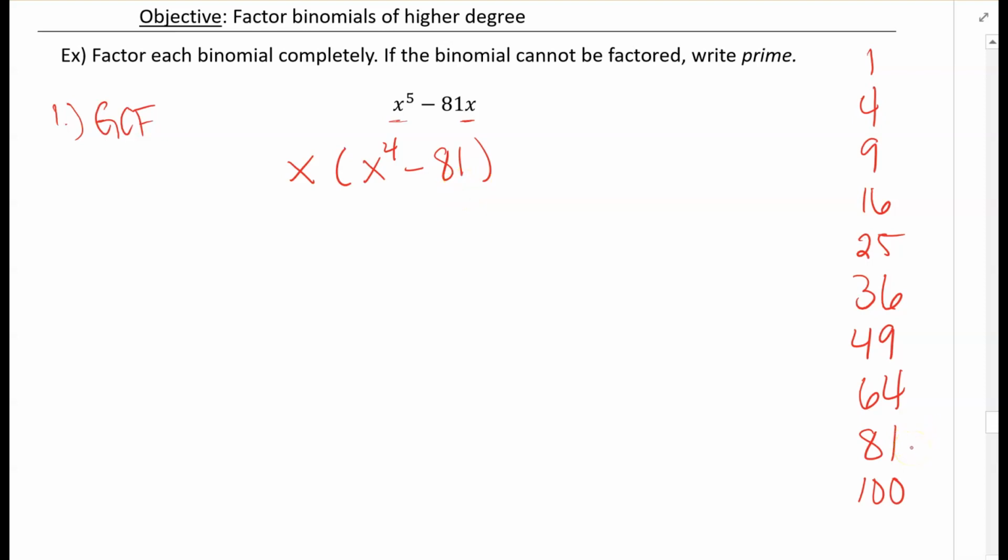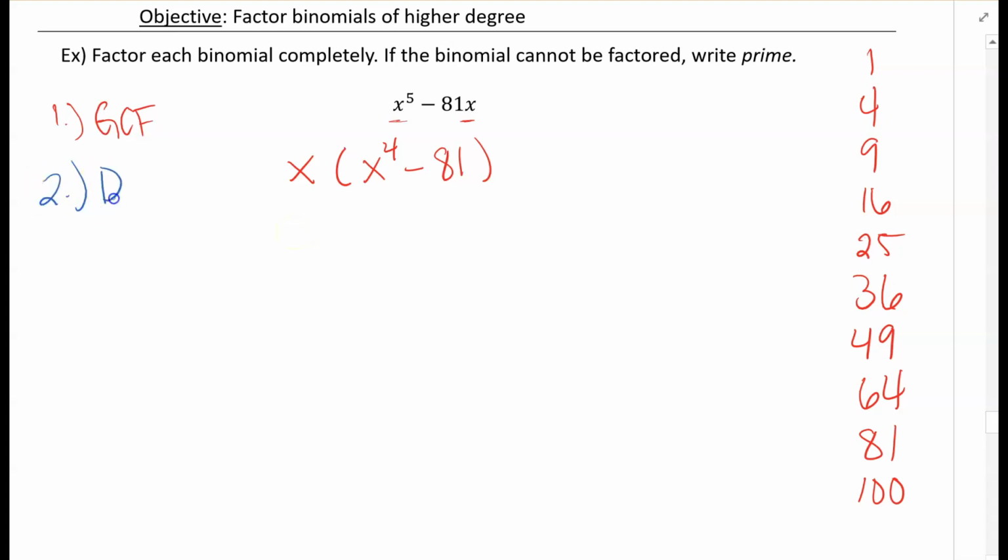And then my x to the 4th, the x's are kind of just different because when you take the square root, if your exponent is even, it is a perfect square, okay? So x to the fourth is going to be a perfect square, and you have 81 on the list of perfect squares, and we have a subtraction, so it's a difference. So I do have a difference of two squares.